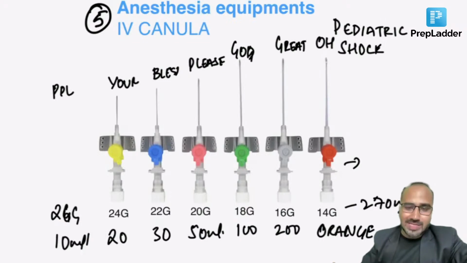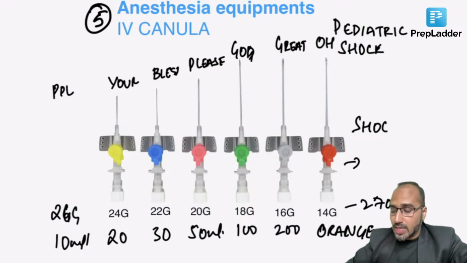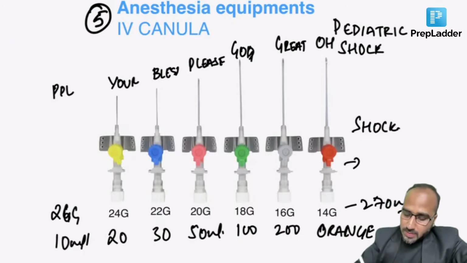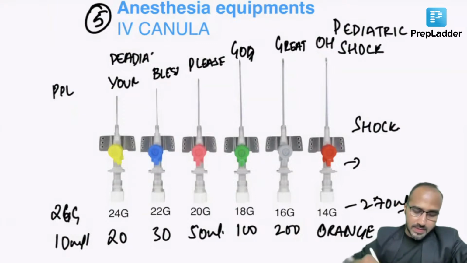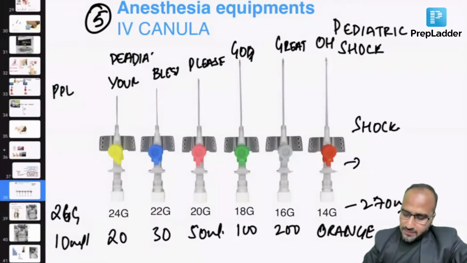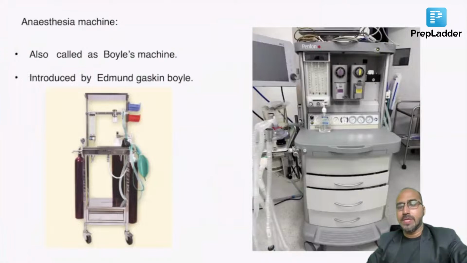The largest bore size is 14 gauge, 270 ml, commonly used in shock, whereas in pediatric cases, we commonly use the yellow cannula, guys. In newborns or low birth weight patients, you can use the 26 gauge. Okay, this is regarding the IV cannula.